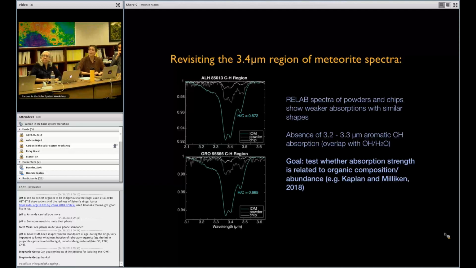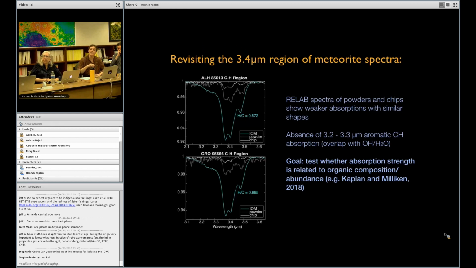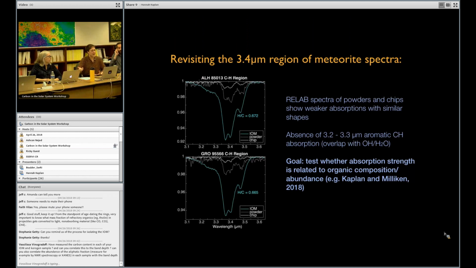So here in blue are the IOM spectra, and they're compared to powders and chips of the bulk sample that IOM comes from. So what we see is that the IOM always has stronger absorption, which is kind of to be expected. What I imagine is the IOM is a pure material, and then you dilute it with some amount of meteorites. You're weakening your organic bands. And then the chips have even weaker bands just due to their scattering properties.